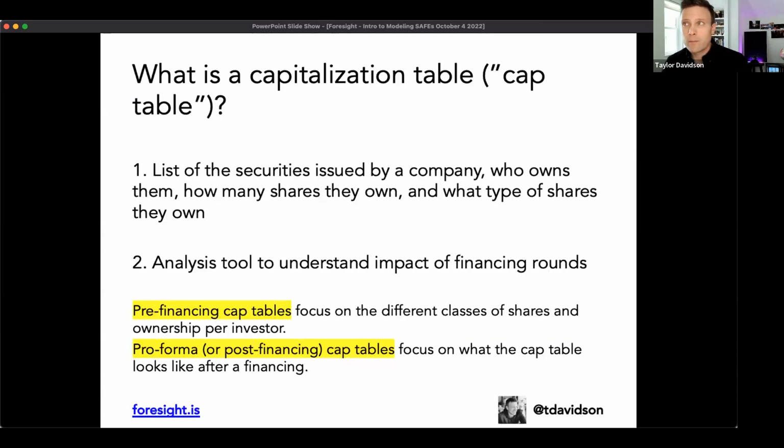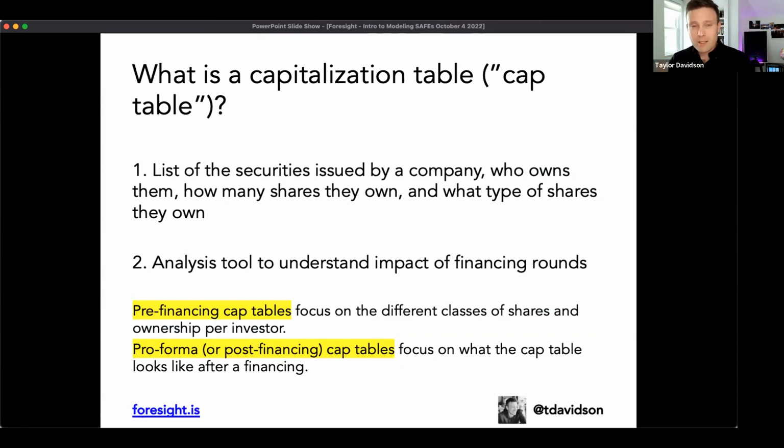So first off, what's a cap table? For me, a cap table serves two major purposes. One is a list of the securities that are owned by a set of investors, and how many shares they own and what type of shares they own. And the second part is an analysis tool to understand the impact of future financing rounds.